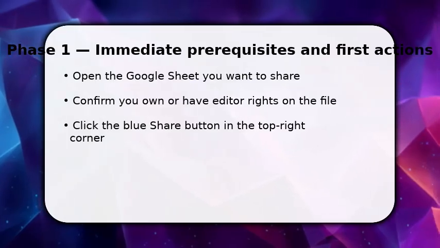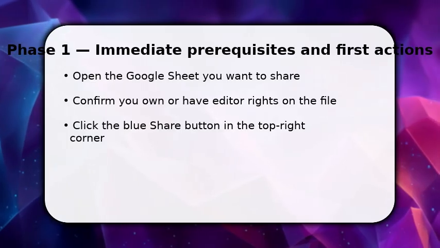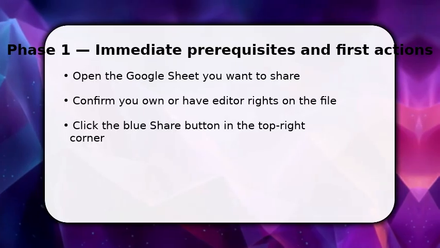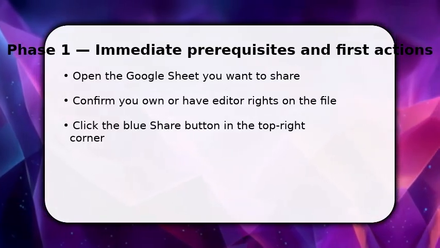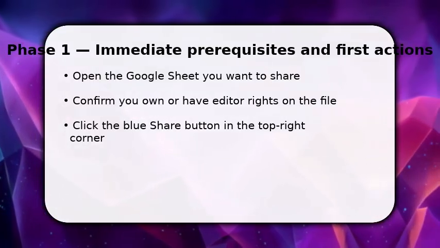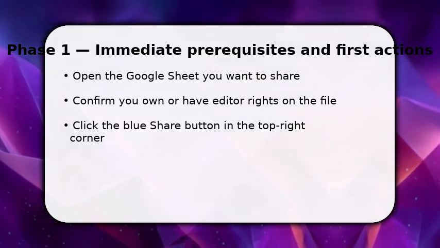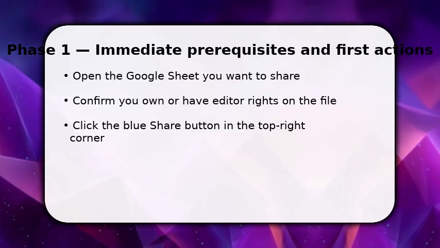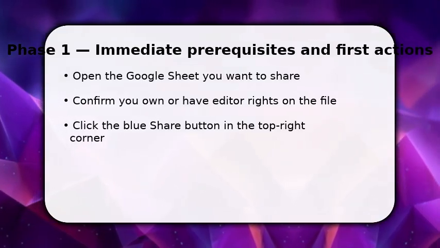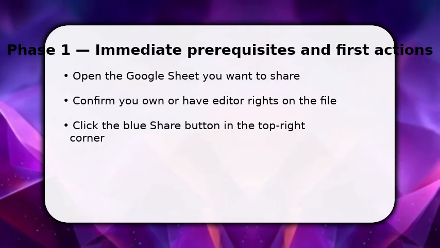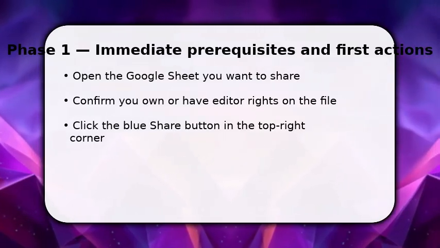You start by opening the target Google Sheet and confirming you have editor rights, because only owners or editors can change link settings. Once done, click the blue Share button in the top right. In the dialog, choose Change to anyone with the link to avoid inviting users one by one. Make sure to pick the correct access level next. That determines whether people can view, comment, or edit. This first step unlocks public access and prepares the sheet.